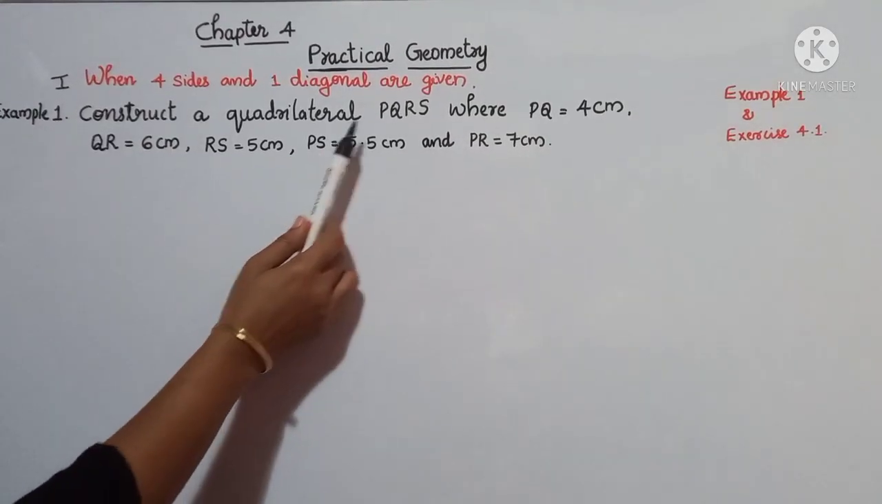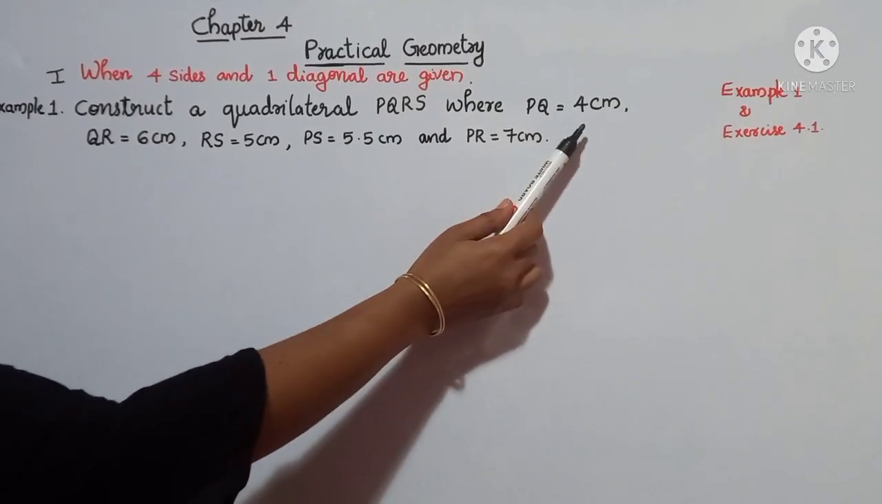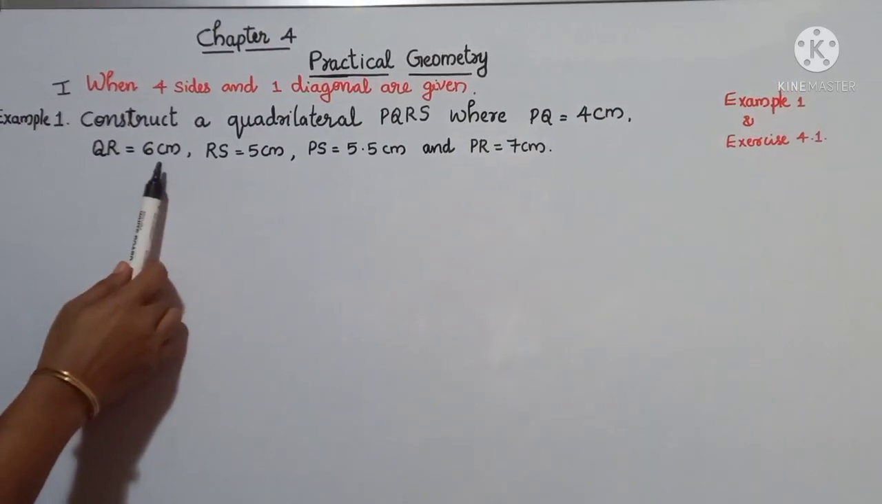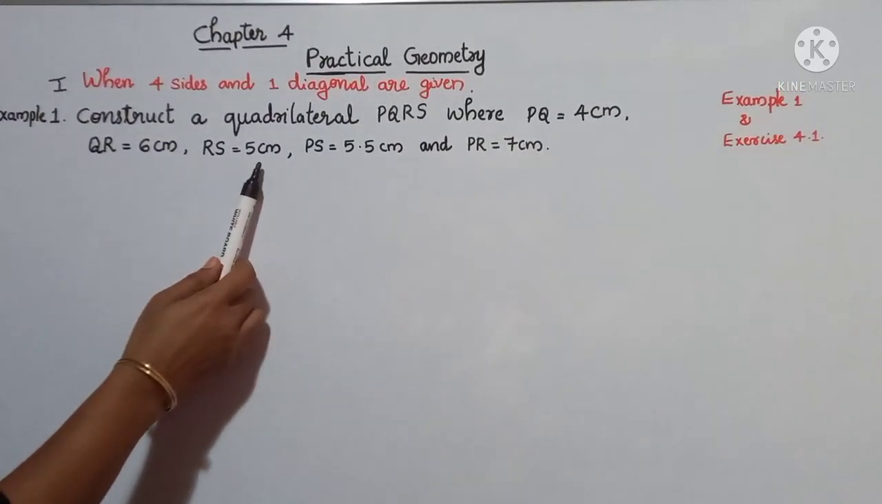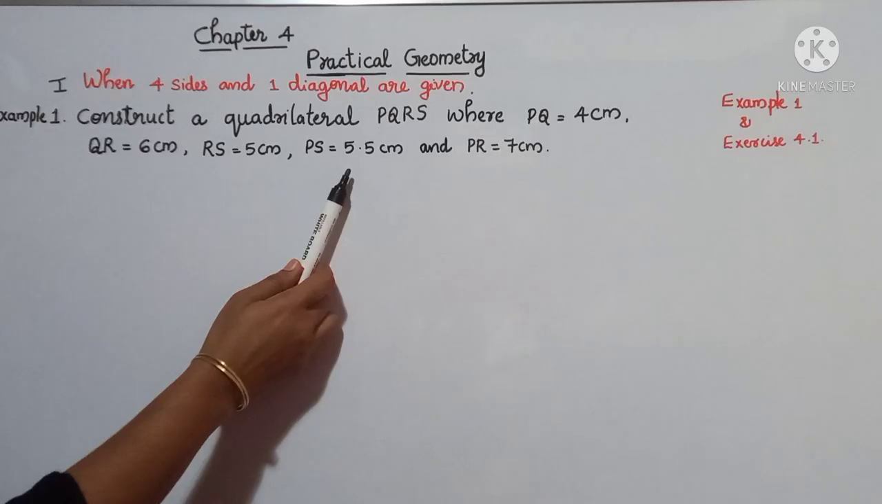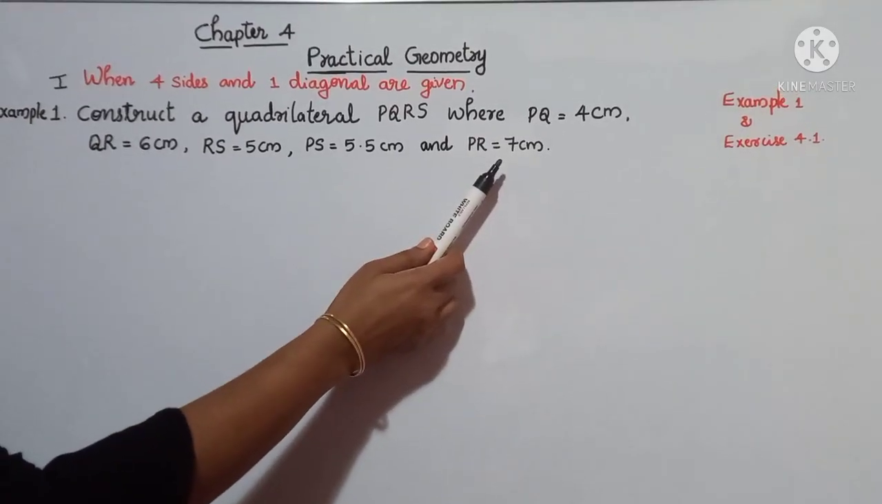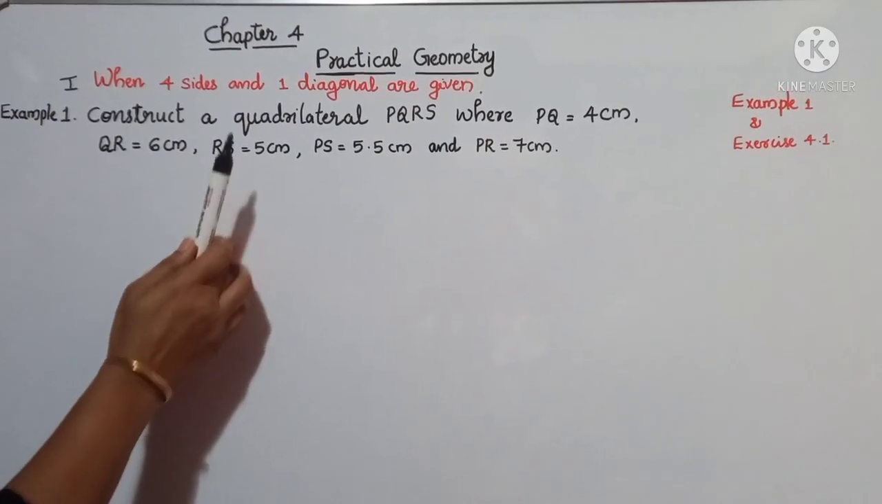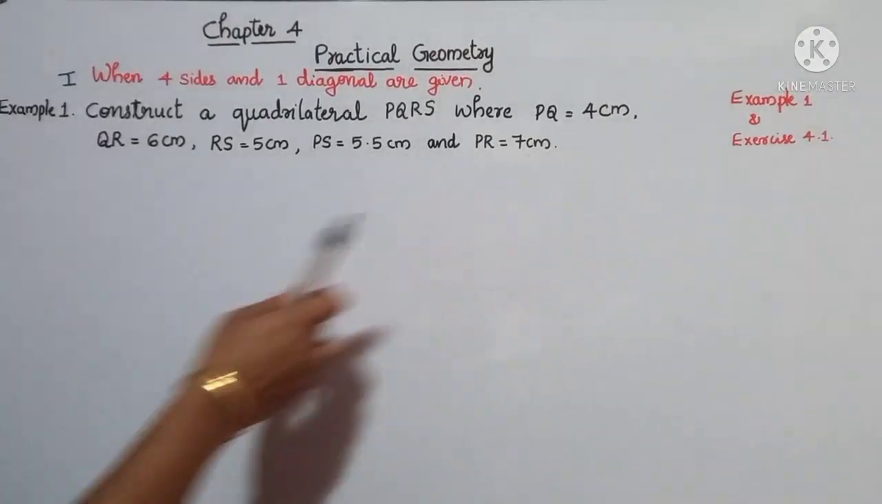Construct a quadrilateral PQRS where PQ is equal to 4 cm, QR is equal to 6 cm, RS equal to 5 cm, PS equal to 5.5 cm and PR is equal to 7 cm. After this example 1, we can do exercise problems.